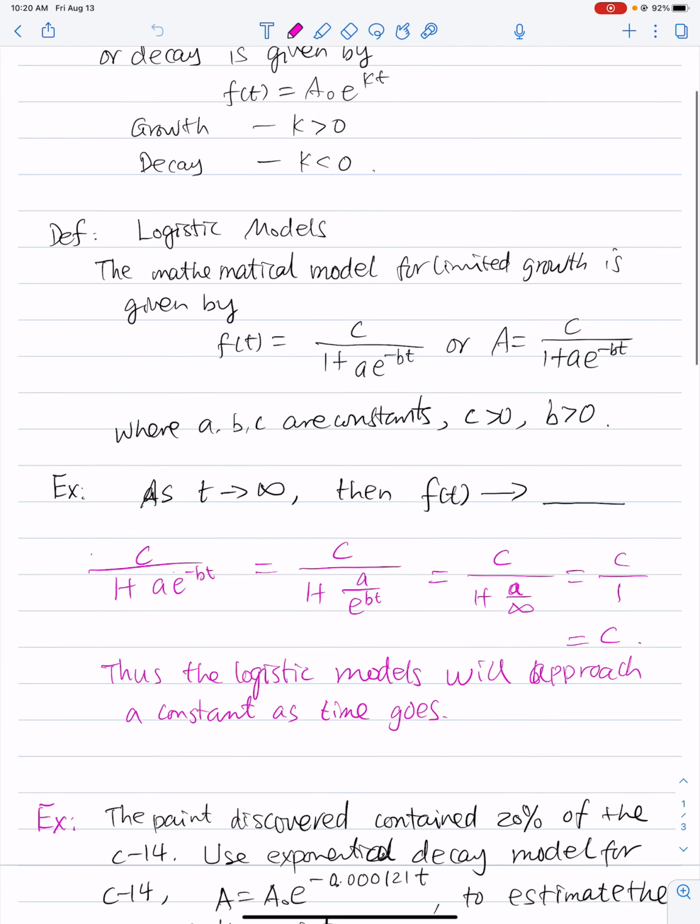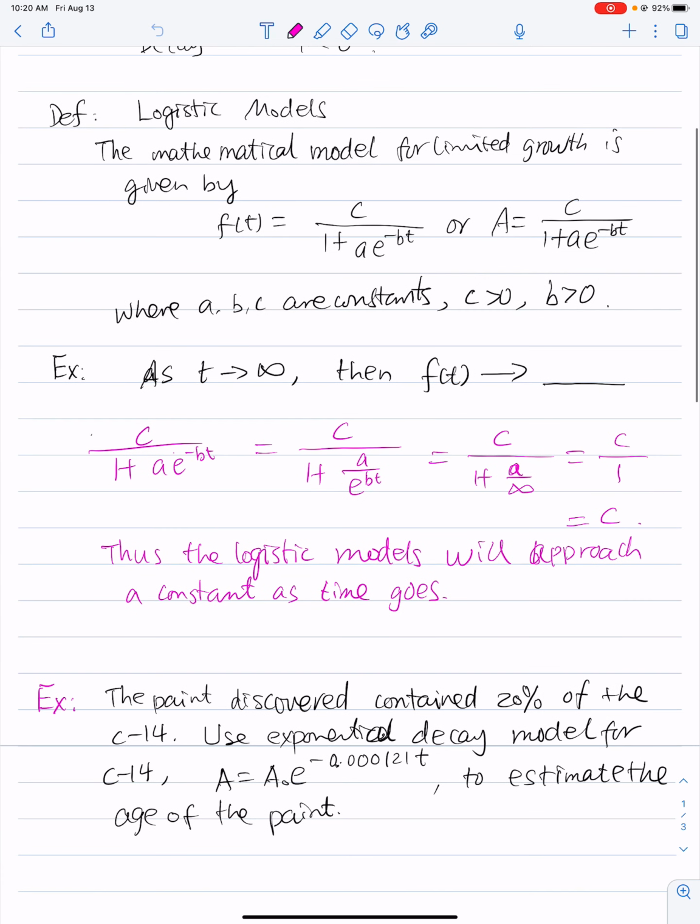Okay, and in biology, we also introduced another model. It's called the logistic model. The logistic model is given by f(t) = c over 1 plus a e to the negative bt, where a, b, c are constants. In biology you have special meanings for these things, and if you want, you can find a biology textbook for the meanings. We wanted to see it mathematically.